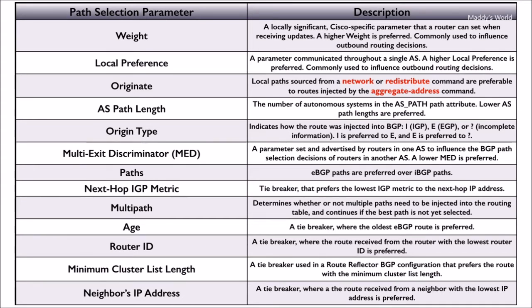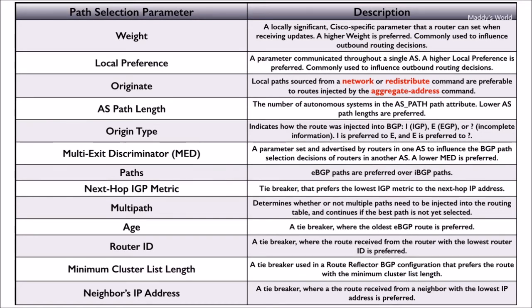And these are listed top to bottom in order of preference, and the first path selection parameter we have is a weight. This is a Cisco-specific parameter, and it's locally significant to a router. This does not get communicated to our neighbors. As a route comes into our router from a neighbor, we can stamp it with a weight. And we can say that routes coming in from one neighbor have this weight, routes coming in from another neighbor have a different weight, and a higher weighting is preferred. That's a really common way to influence our outbound path selection.